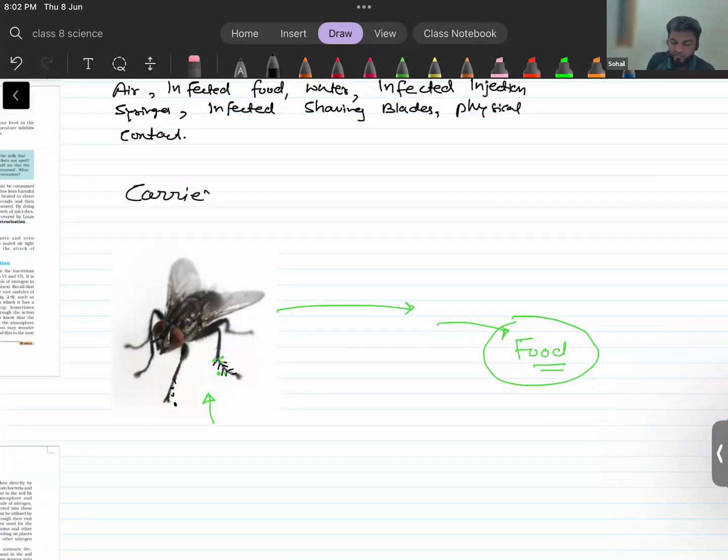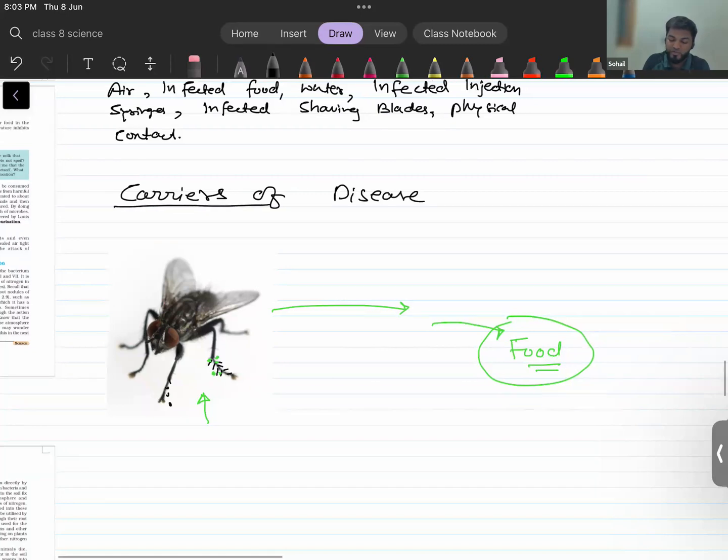Now name another common carrier of disease. Apart from housefly, there is another common carrier of disease. What is that? Mosquitoes. Very good. The first one is housefly, another one is mosquito.